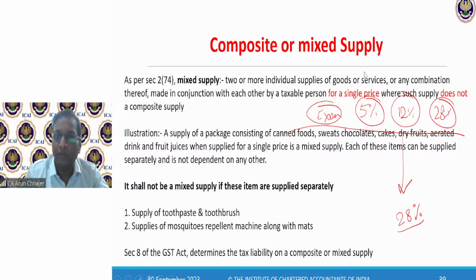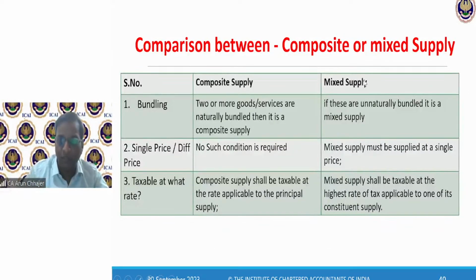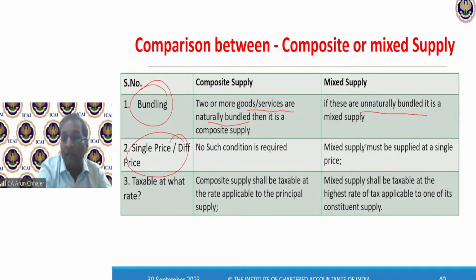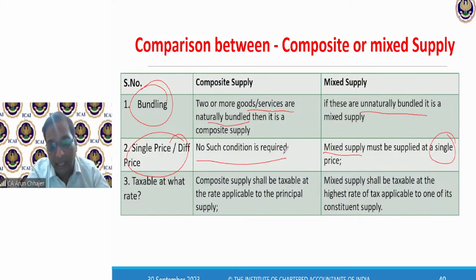So this is the composite or mixed supply. We will discuss that particular concept in one or two more circulars also. But if I have to draw the difference between composite and mixed supply, I can say that in composite supply, two or more goods or services are naturally bundled, and in mixed supply they are not naturally bundled. In case of the mixed supply, the only condition is that the price should be single, but there is no such condition in case of the composite supply.